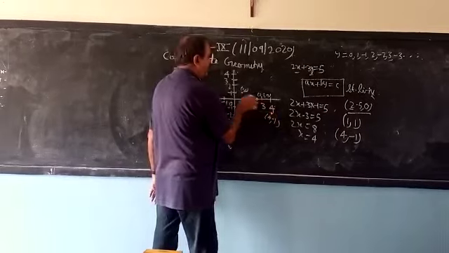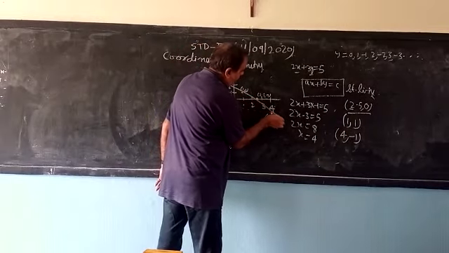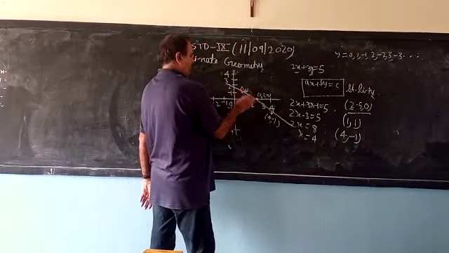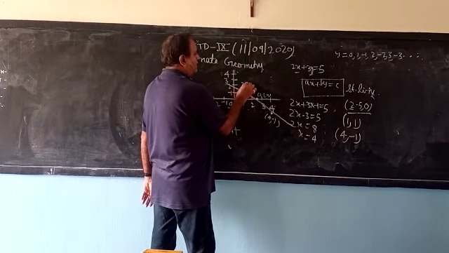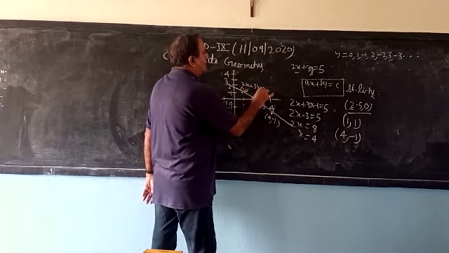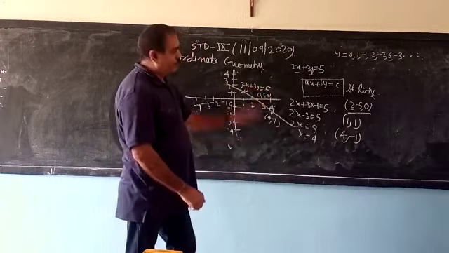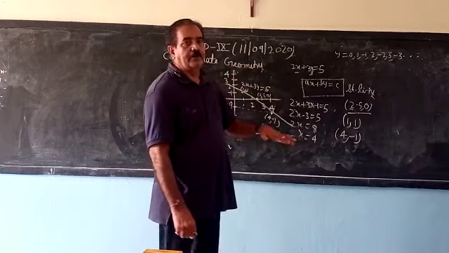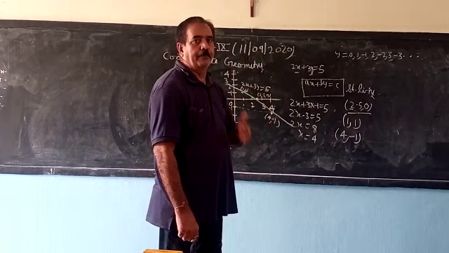Now, with 3 points, take a scale and join them with the help of the scale. This line represents 2x plus 3y is equal to 5. So this way we have to represent any equation on graph paper.